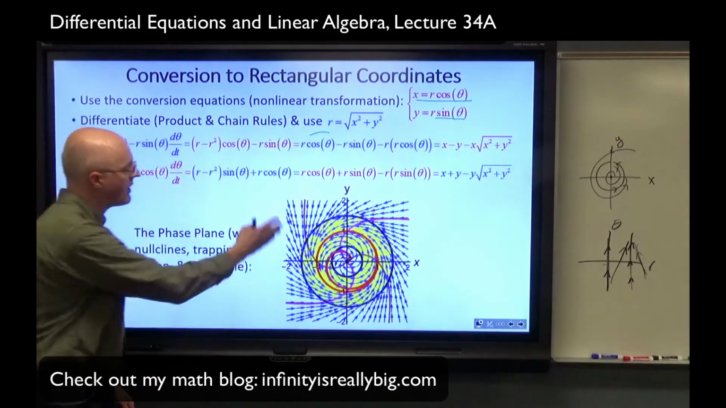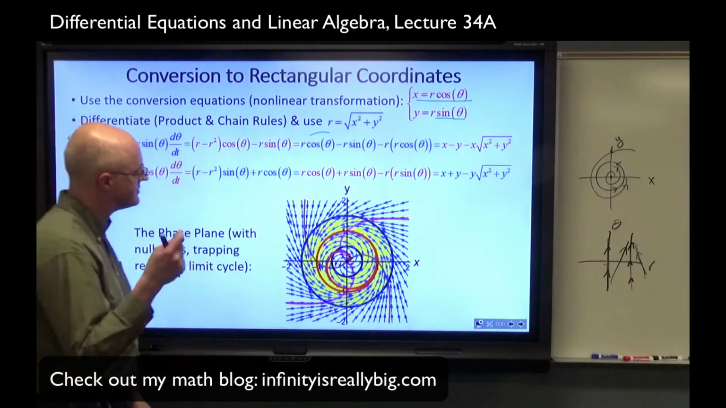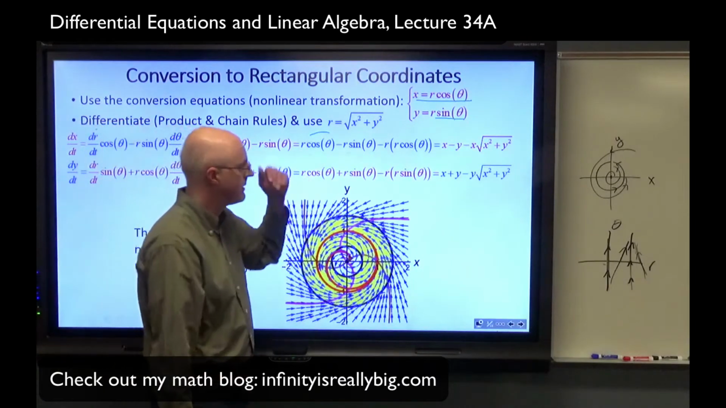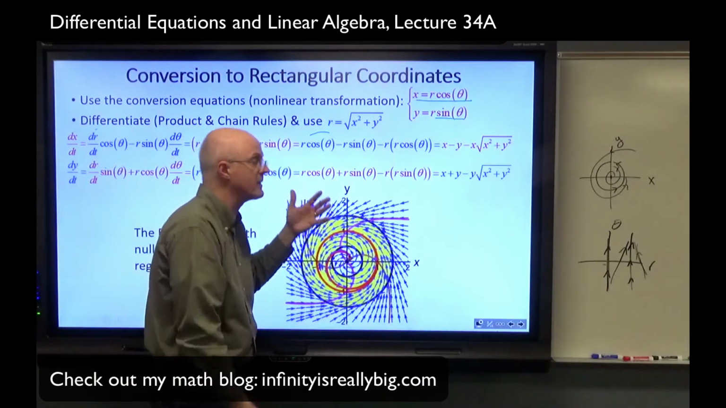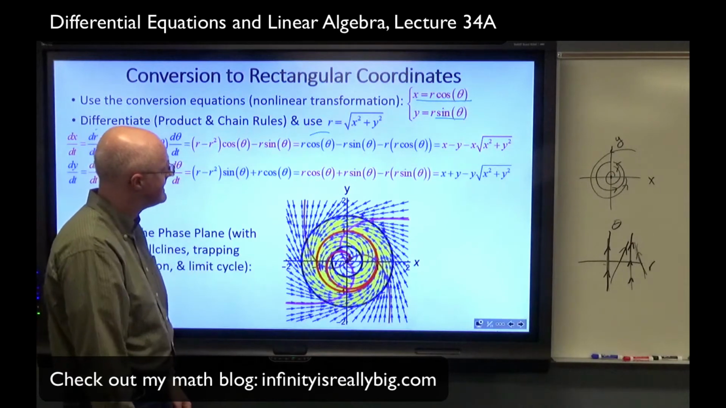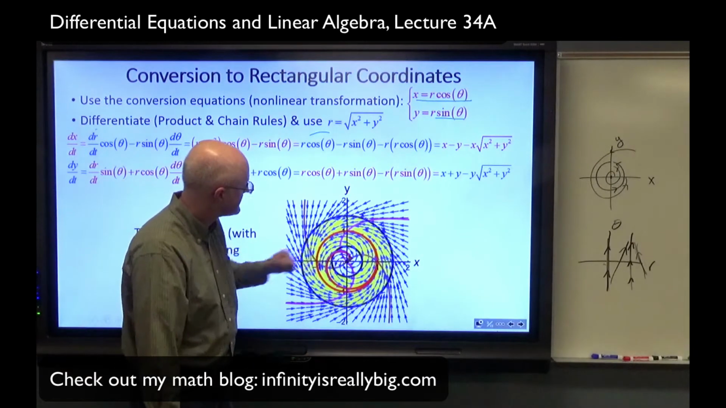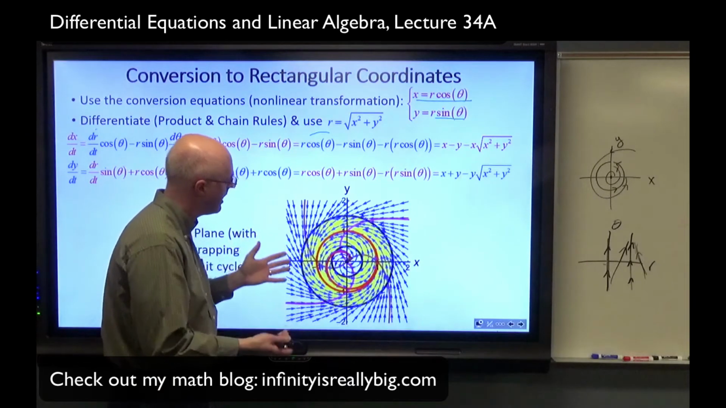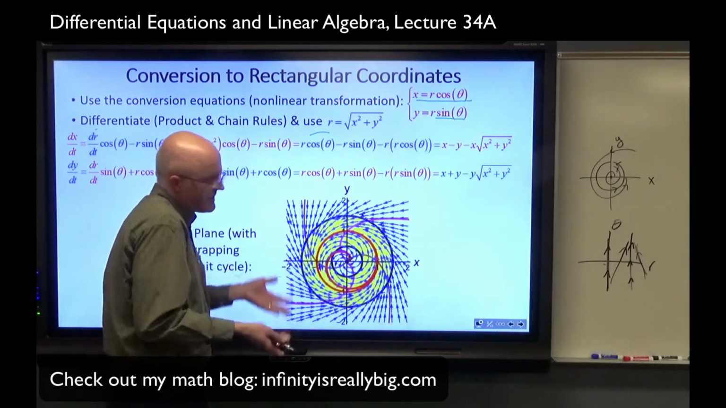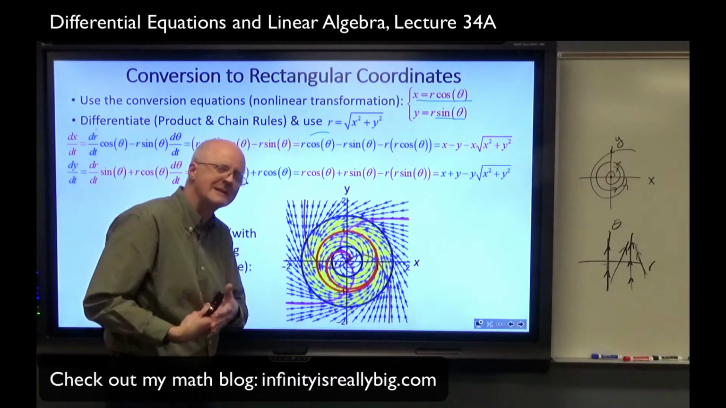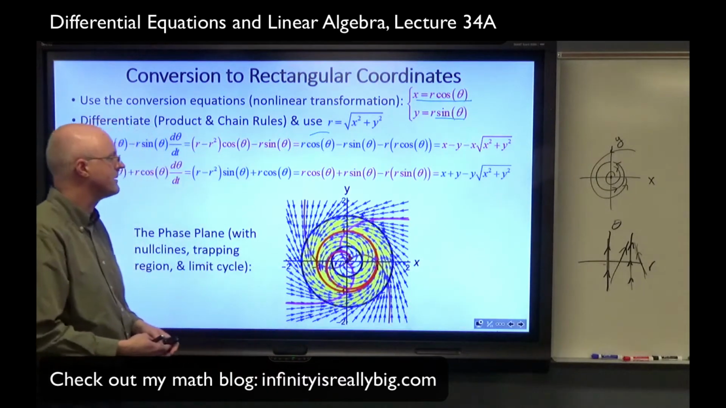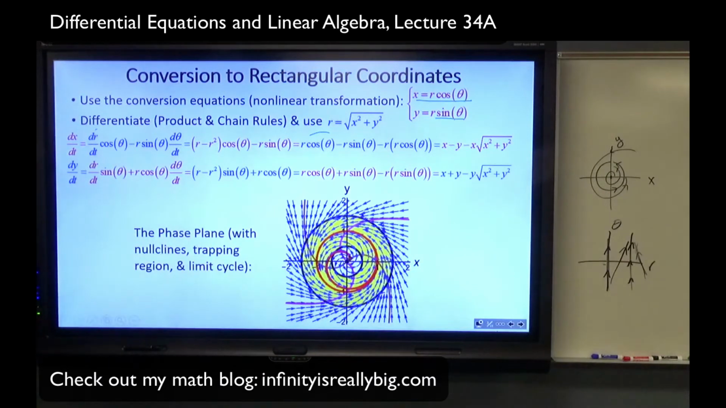You could say by the Poincare-Bendixson theorem, since this trapping region has no equilibrium points inside of it, because the only equilibrium point of this is 0, converting back to polar coordinates is the easiest way to see that. The only equilibrium point is at the origin. There must be a periodic solution inside of it. That's what Poincare-Bendixson tells you. You don't really need it in this case because the polar coordinates tell you definitely you have this periodic solution at r equals 1. But it's nice to know that Poincare-Bendixson theorem can be used if you wanted to.